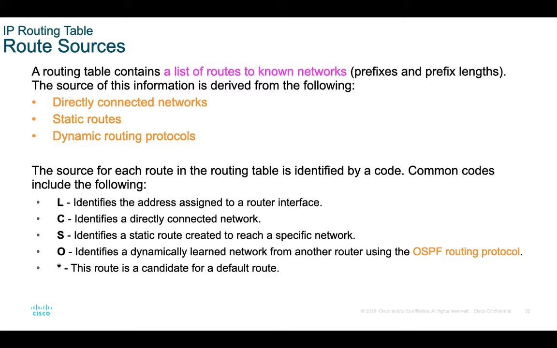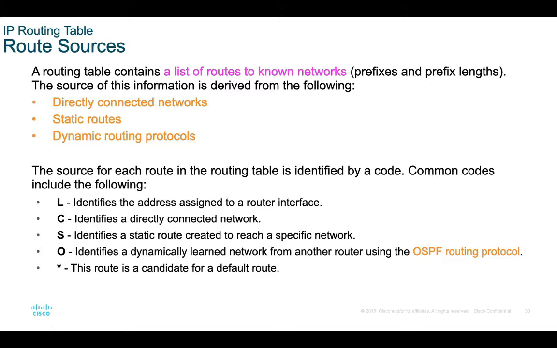You can see here L indicates the IP address assigned to the router interface with a slash prefix 32, or 128 for IPv6. C indicates a directly connected network. When you configure an IP address for the interface, it will be put as an L, but the network will be put as a C with the network prefix properly.